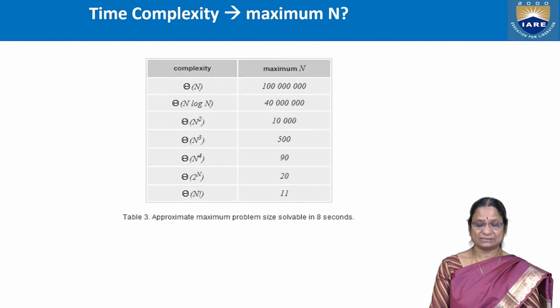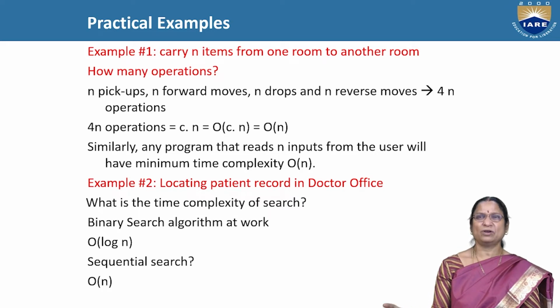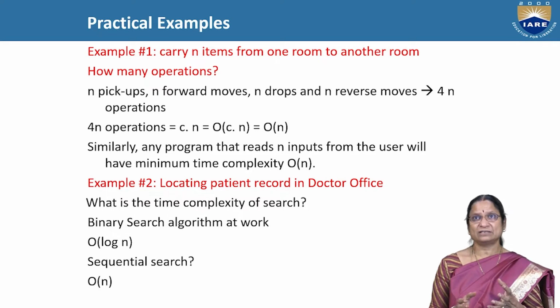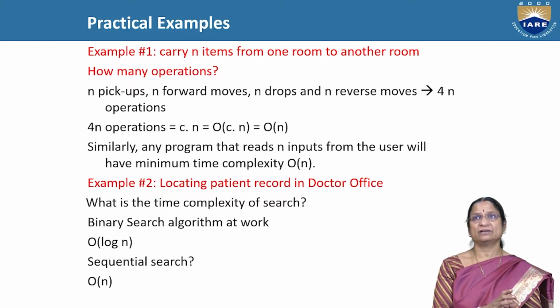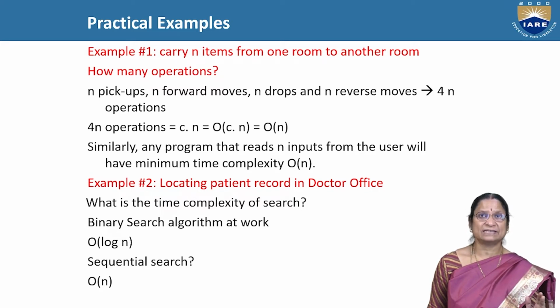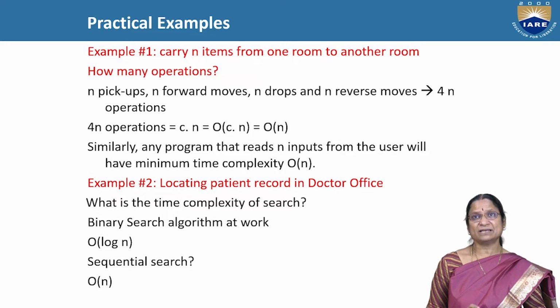So for example, if you are considering the time complexity, we observed that as n goes on increasing, the complexities increase based upon the respective specifications. For a practical example, we will take a small algorithm, need not be a program: carrying n items from one room to the other room. How many operations are required? n items means each item has to be picked up first, then moved to the other room, then dropped there actually. And also we have to come back, a reverse move. So totally, to move one item, 4 operations are there: pick up, forward move, drop, and again come back to the room to pick up the next item. So 4 actually. How many such items are there for us? n items are there.